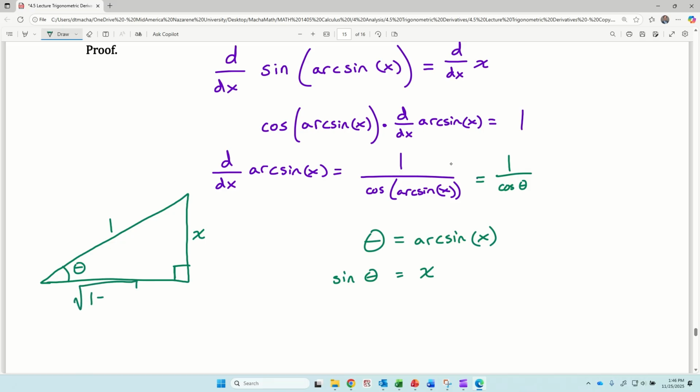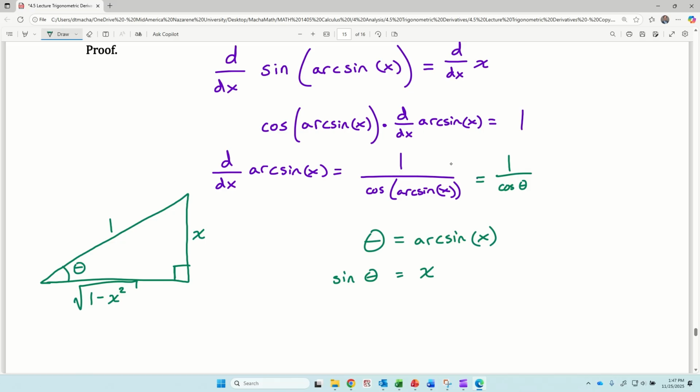Now in my triangle, I need to find out what is this missing side, and the Pythagorean theorem is going to dictate that this missing side should be the square root of 1 minus x squared. And if you're not sure how I did that, pause the video and work through it a little bit. Write down the Pythagorean theorem with the missing side and rearrange the equation until you're convinced that this missing side should be the square root of 1 minus x squared.